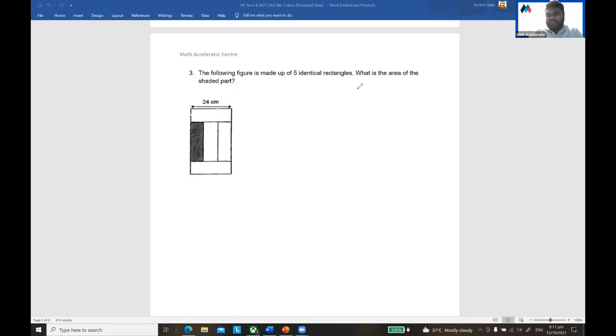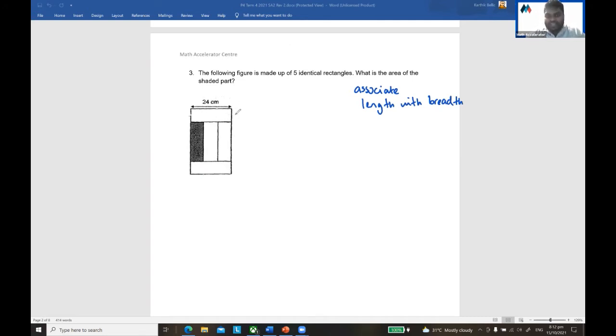Okay, you link or associate length with breadth. Okay, associate length with breadth. So what do I mean by this? Now, if you look at this diagram, right, it's made up of 5 identical rectangles. 1, 2, 3, 4, 5. They are the same rectangle, right? So it consists of a length and breadth.